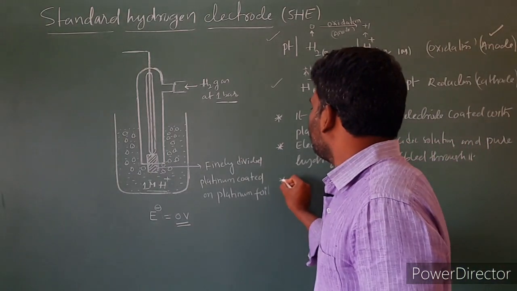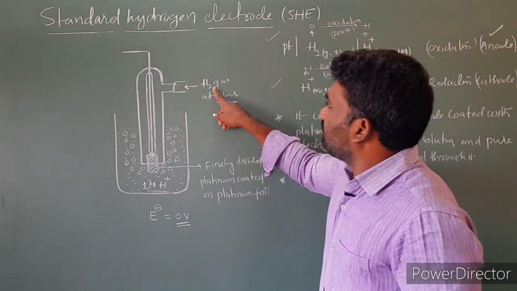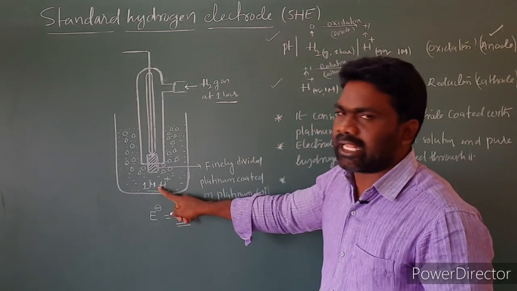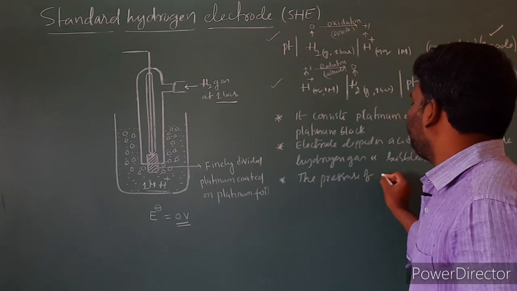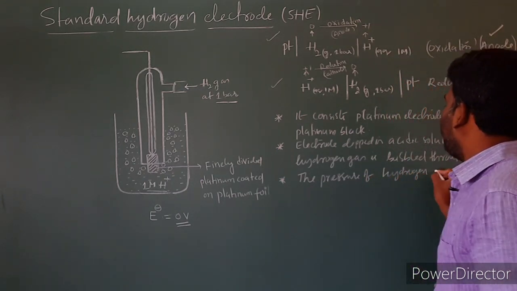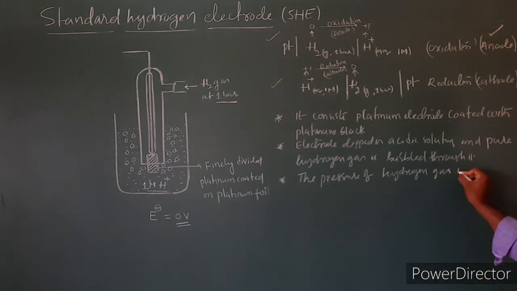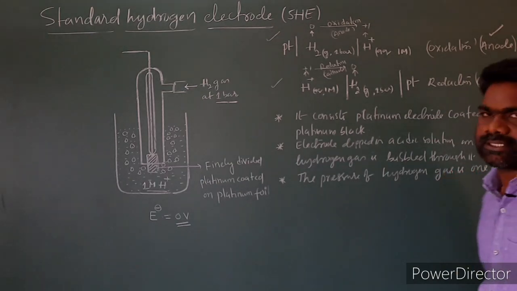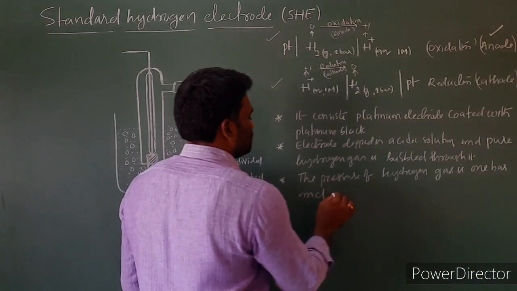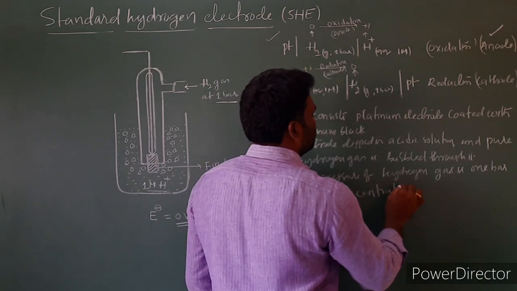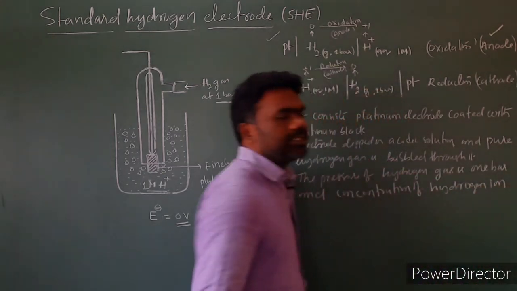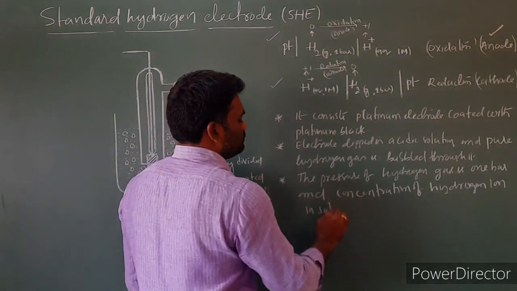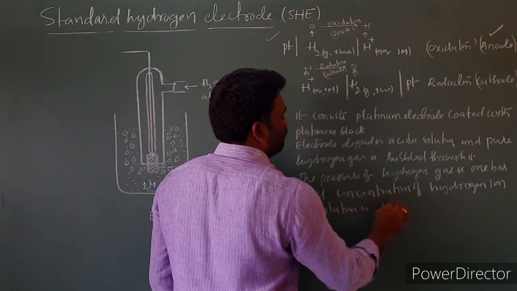And the next point is the pressure of the hydrogen gas is 1 bar and the concentration of hydrogen ion in solution is 1 molar.